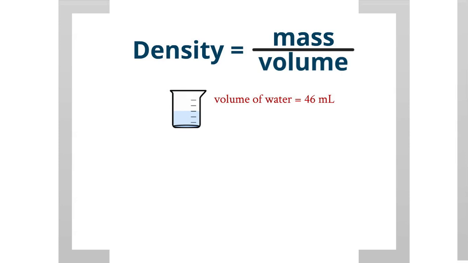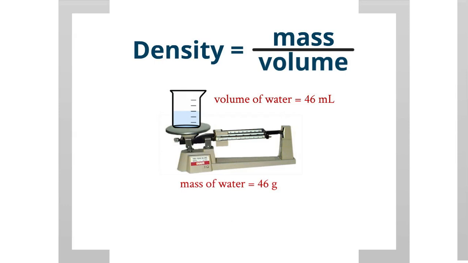Now let's put it on the triple beam balance and get the mass. The mass of the water turns out to be 46 grams. So to calculate the density, density equals mass divided by volume, 46 grams divided by 46 milliliters. Density is equal to 1 gram per milliliter.